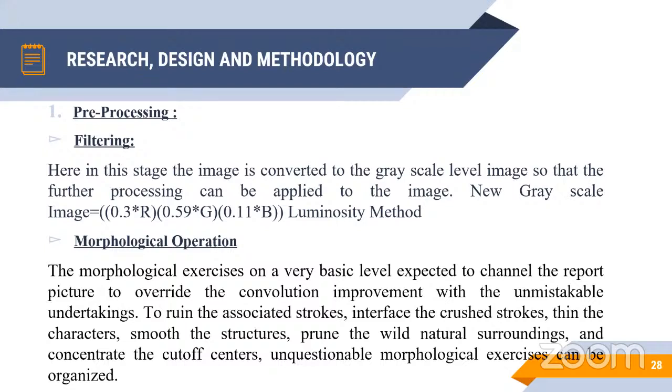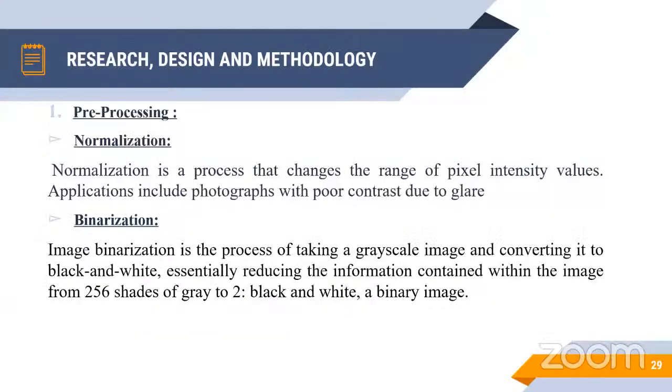The first one is the morphological operation. Morphological operation means a very basic-level operation, where I want to divide one image into different parts. Normalization is a range of pixel intensity values, and applications include photographs with poor contrast due to glare. Binarization means it has two values, either 0 or 1, right? 0 is for black and 1 is for white.